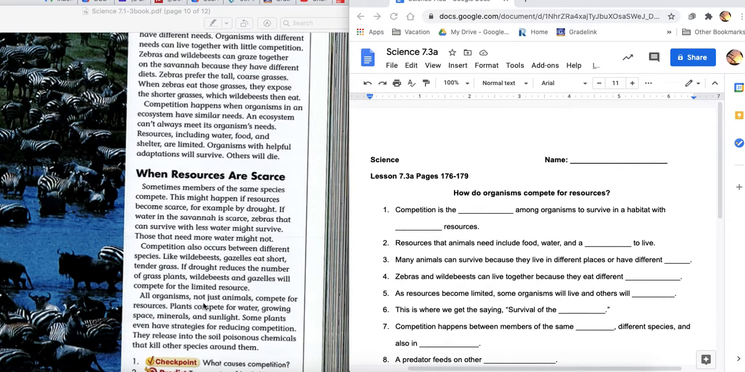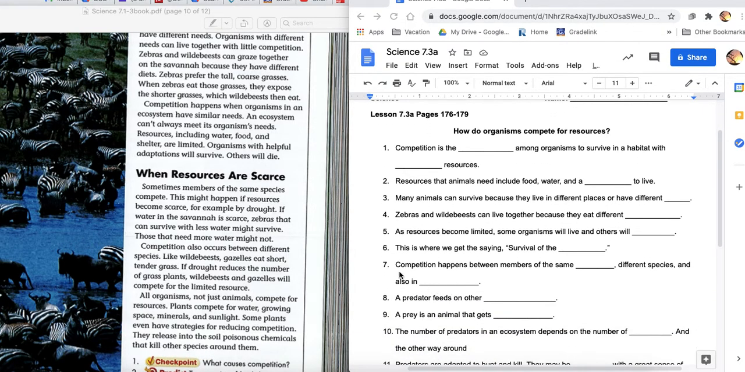All organisms, not just animals, compete for resources. Plants compete for water, growing space, minerals, sunlight. Some plants even have strategies for reducing competition. They release into the soil poisonous chemicals that will kill other species around them. So I wrote this. Competition happens between members of the same species, that's this paragraph, between different species, that's the second paragraph, and also in plants, the third paragraph.